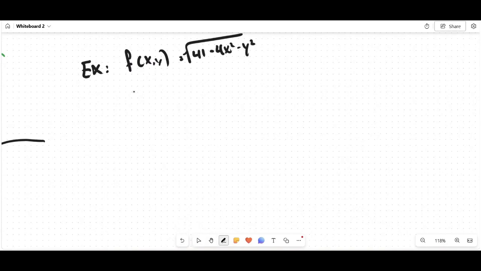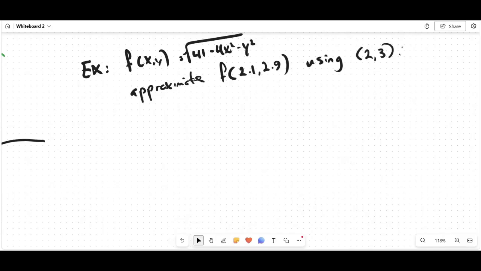And this is what they ask us to do. Approximate the value of this function at this point, 2.1, 2.9. I'm going to put this using 2, 3. So we're going to find the tangent plane at 2, 3. Find an equation for the tangent plane. And once we have that equation, we're just going to plug in 2.1, 2.9. And that's going to be an approximation to this function here.